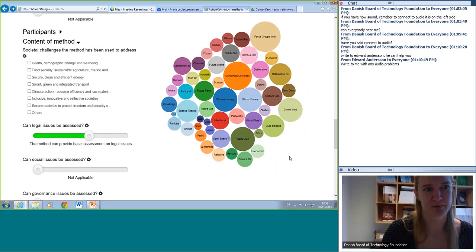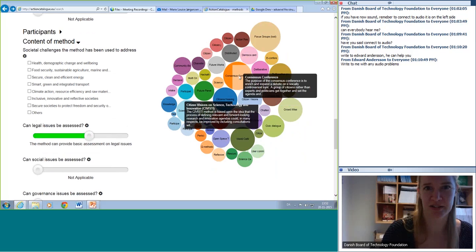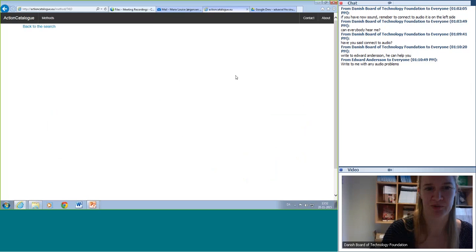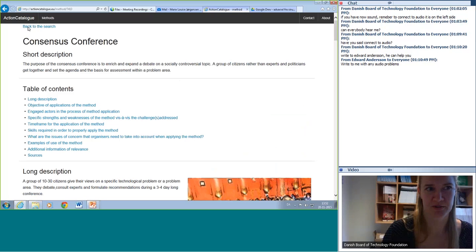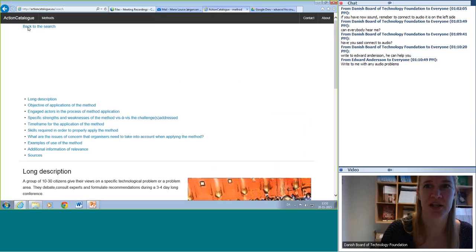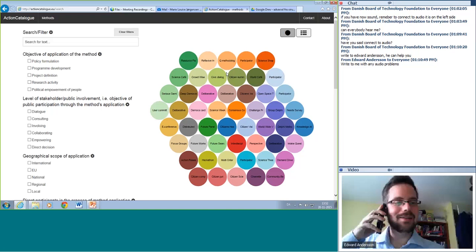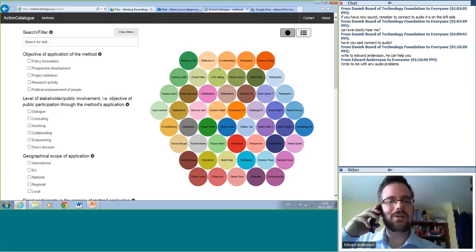For example, with the things I've chosen here, a consensus conference could be a good idea, and then I can click in and read more about it, or I could go back to the research. So it's an online tool that can help you find the best method, or a method suitable for the purpose you have. And you can use as many of these filters as you want, or as few as you want. And you don't have to use all of the filters. It's actually quite good to select a few key questions.